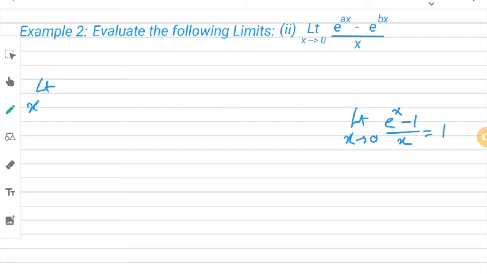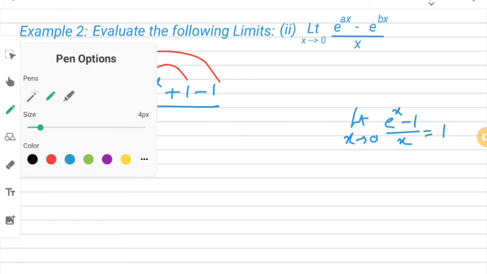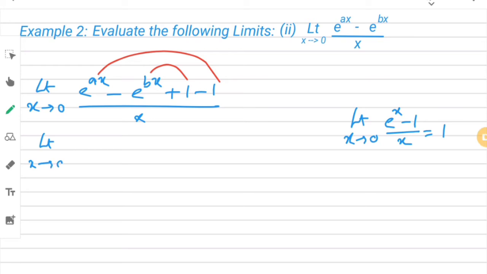Okay, for that I am going to add 1 and subtract 1 for this numerator. So limit x tends to 0 e power ax minus e power bx plus 1 minus 1, and in the denominator there is no change, so I wrote the same. Now make a pair, this e power ax with this minus 1 and e power bx with this 1. So I am getting limit x tends to 0 (e power ax minus 1) from this two, that is from e power bx plus 1, I am going to take minus as a common. So minus of (e power bx minus 1), whole divided by x.